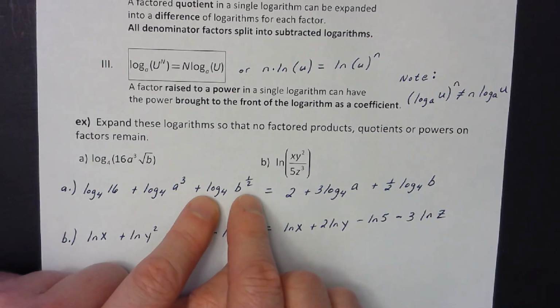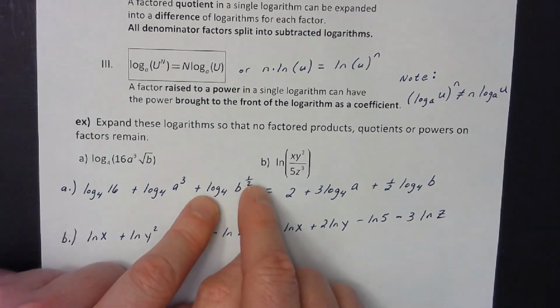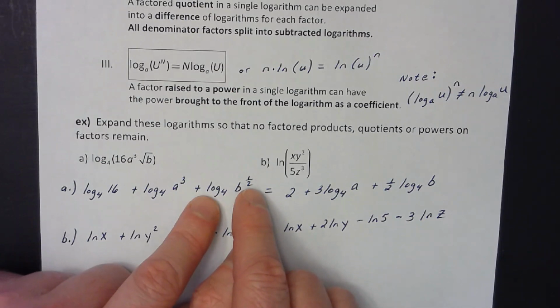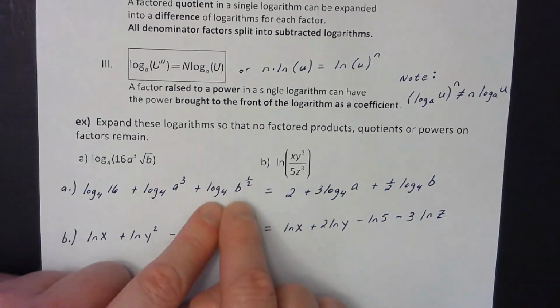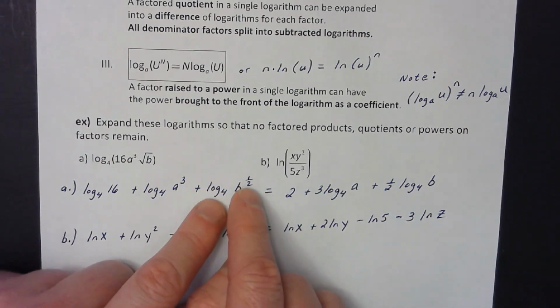I didn't have to do that, but it helps because I know that in the next step I want to bring that fractional exponent out in front. It's a lot easier to see when you do that as opposed to leaving the square root.